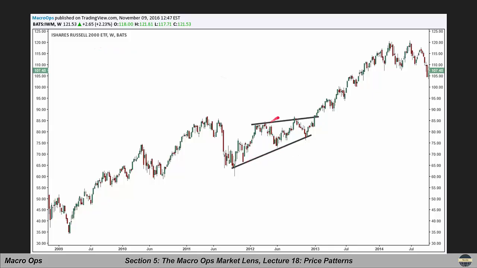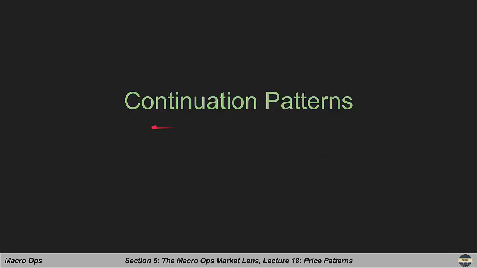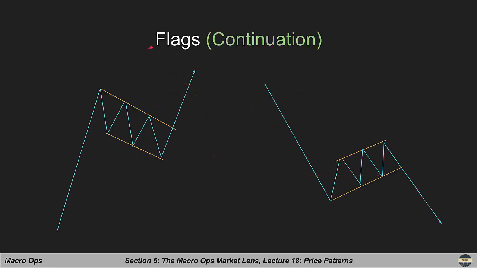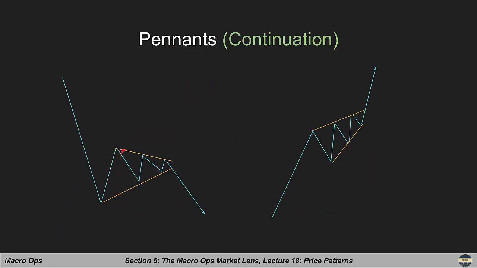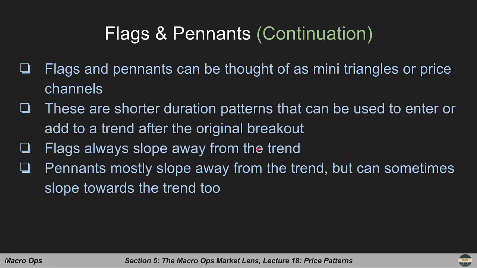So we see 2 horizontal lines, we see a compressing range, and then a breakout which led to the 2013 rally. And now we're going to get into continuation patterns. These are smaller, minor patterns, and they occur in the middle of trends. So people know them as flags, and this would be an example of a bull flag and a bear flag, and pennants, which are basically just slanted lines instead of horizontals. So they can be thought of as mini triangles or price channels, and they're in shorter duration, and we use them to enter or add to a trend after the original breakout.